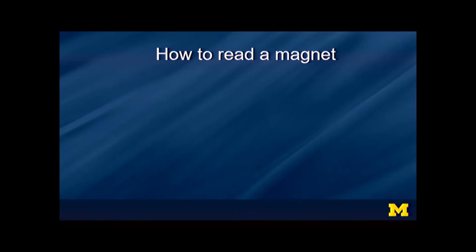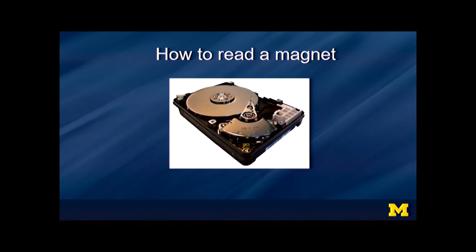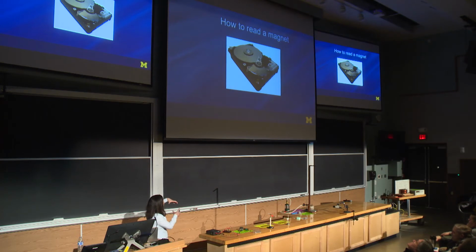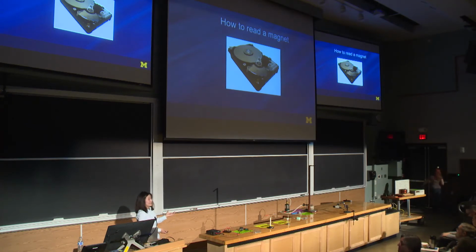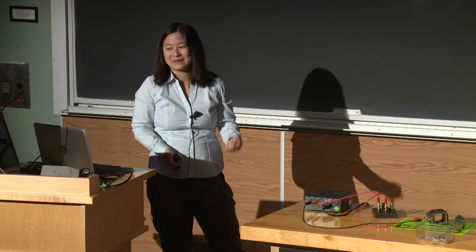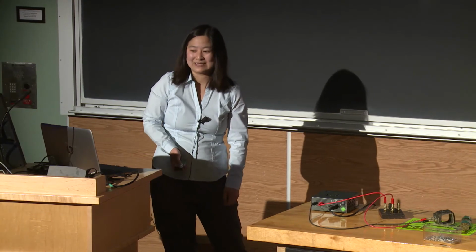So the next thing you need for having a good memory is being able to read the magnetization, to read the information that you've stored. And one way to read a magnet is in a hard disk drive. You can see that there's an arm. So the hard disk drive is a platter, a disk that can spin, and in the disk is a bunch of small magnetic sections that can be magnetized either one way or the opposite way to represent the ones and zeros.